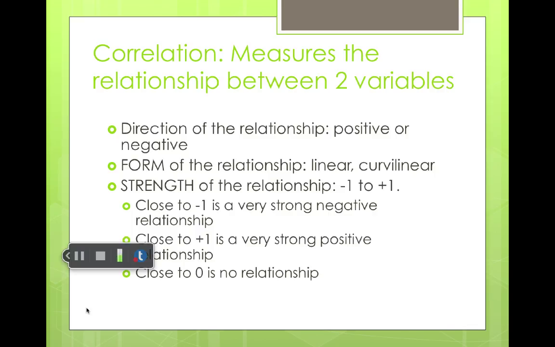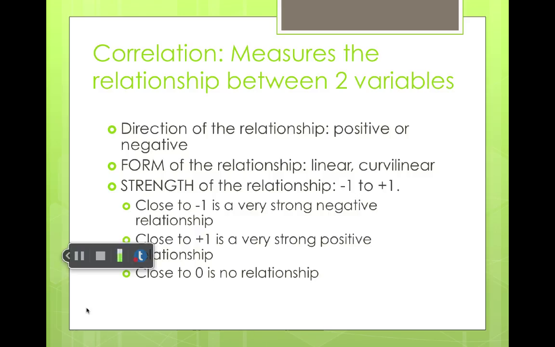We have three things to look at. We have the direction of the relationship, so it's either a positive or a negative relationship. We call a positive one a direct relationship and a negative one an inverse relationship. We have a form for each relationship, whether it's either linear or curvilinear, and we have the strength of the relationship from -1 to +1. We'll look at all of these separately.